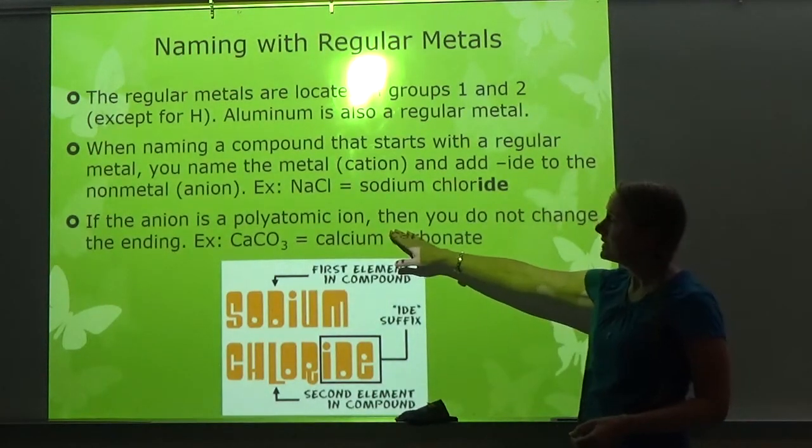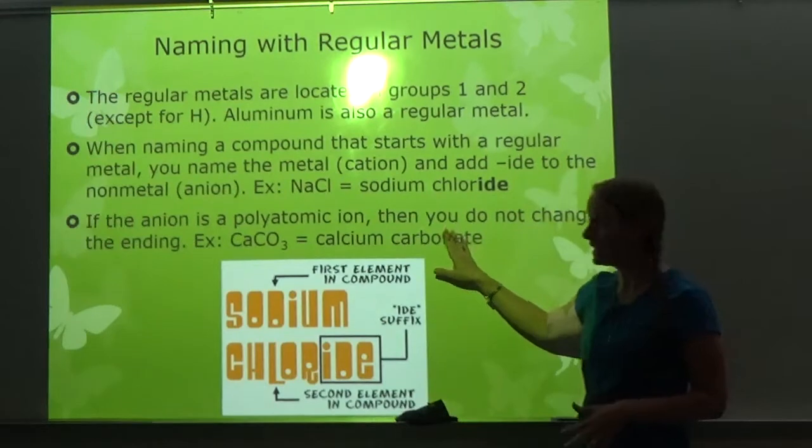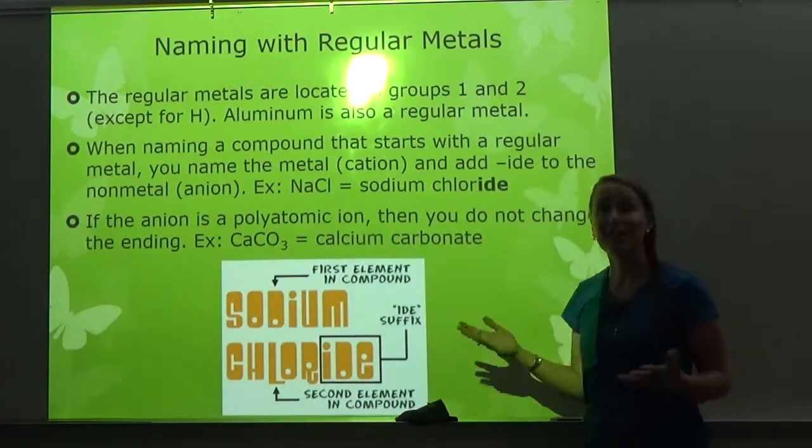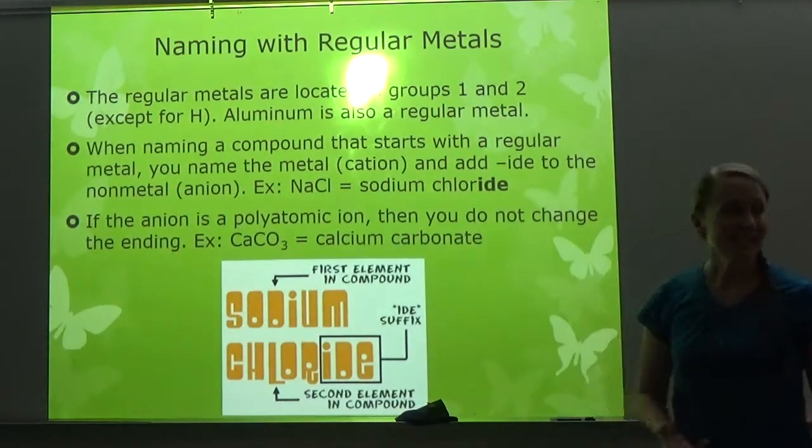If the anion is a polyatomic ion, though, you do not change the ending. So Ca is calcium, CO3 is carbonate. So I just call it calcium carbonate. Alright, so let's look at some together.